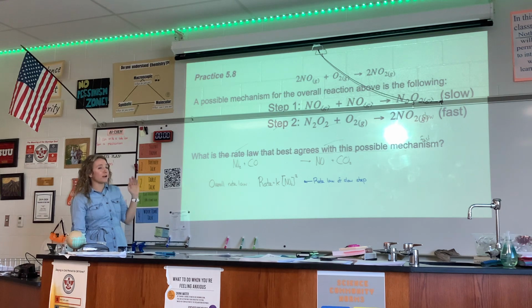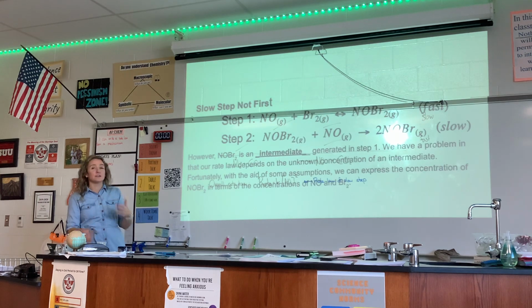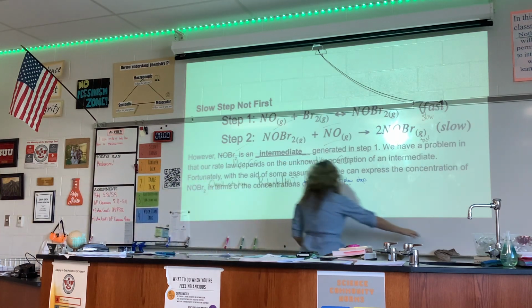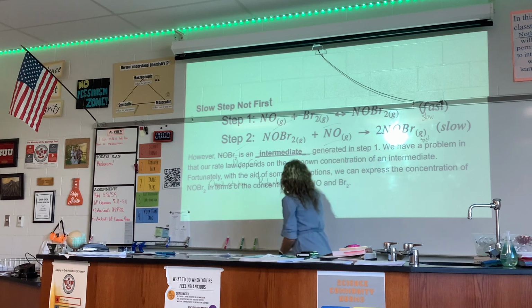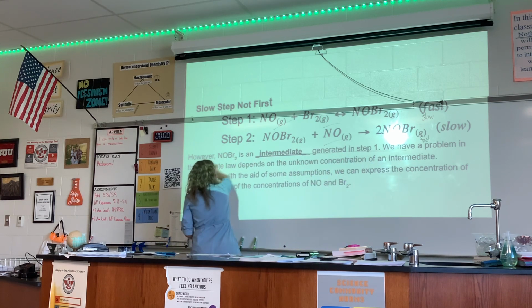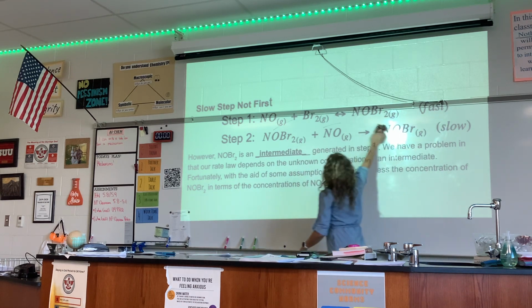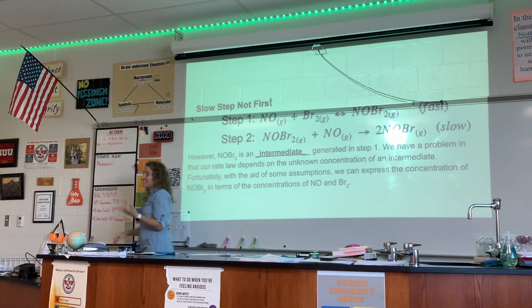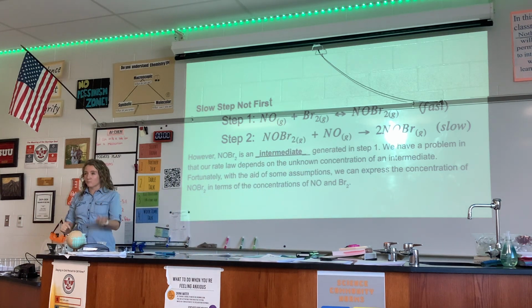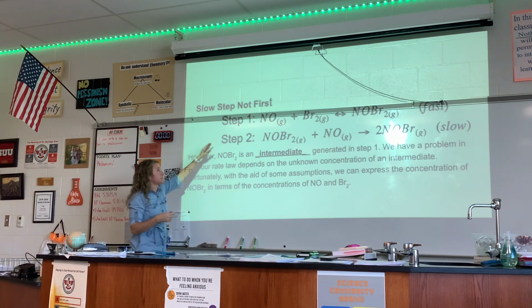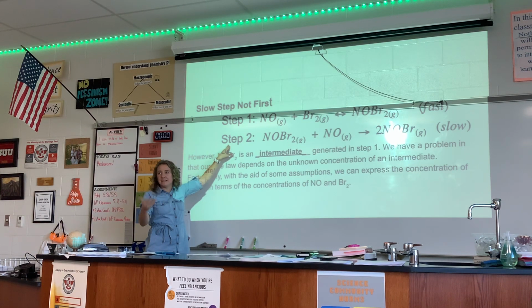All right, let's take a look when our slow step is not first. So things change a little bit when it's not first, but it's still going to be the focus. The problem is that when the slow step isn't the first one written, now you start having intermediates pop up. And intermediates cannot be present in an overall rate law, because the overall rate law should only be based on reactants. So we have this issue of intermediates coming in when the slow step's not first, but they can't be there in our end answer. So we're going to have to do a little bit of substitution in the end.